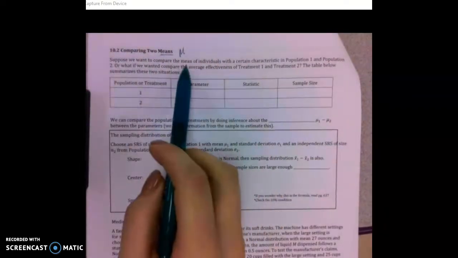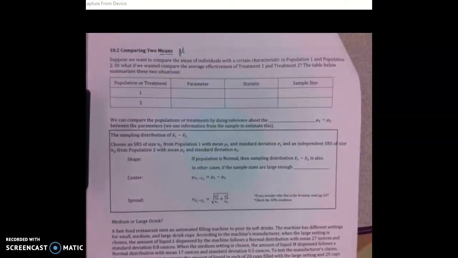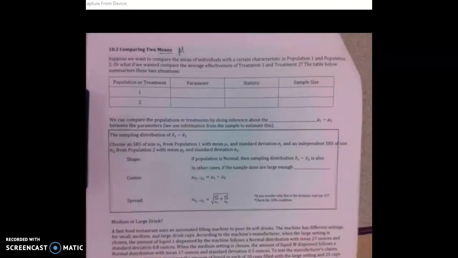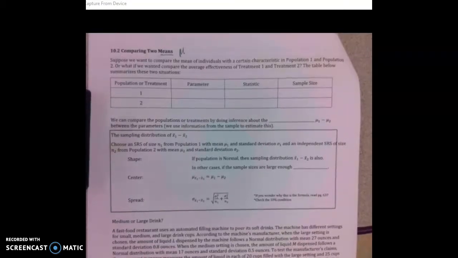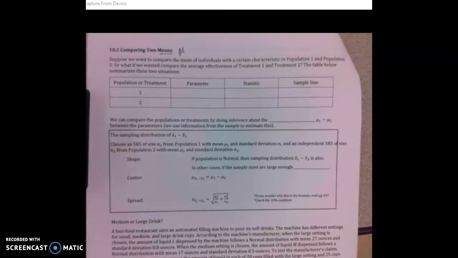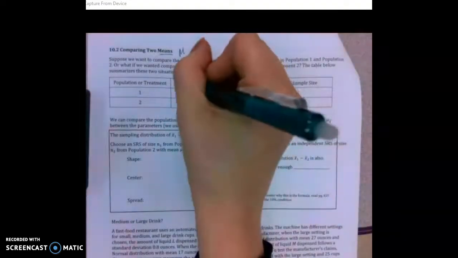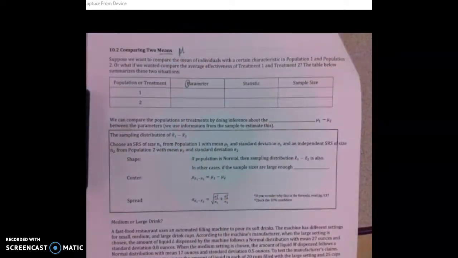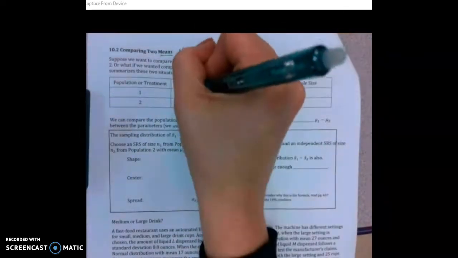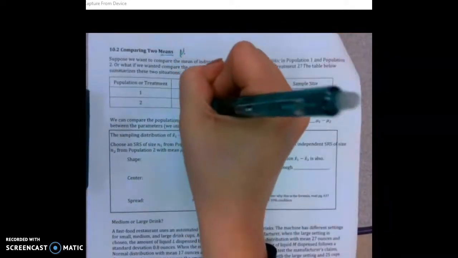Suppose we want to compare the mean of individuals with a certain characteristic in population 1 and population 2. So if you want to look at the average number of men versus the average number of women, or the average number of senior citizens versus the average number of people in their 40s, or whatever you want to do, think about a certain thing. So average effectiveness of treatment 1, treatment 2. Remember that your parameter has to do with the population, and that's what we're dealing with, our mu's. So mu sub 1, mu sub 2.